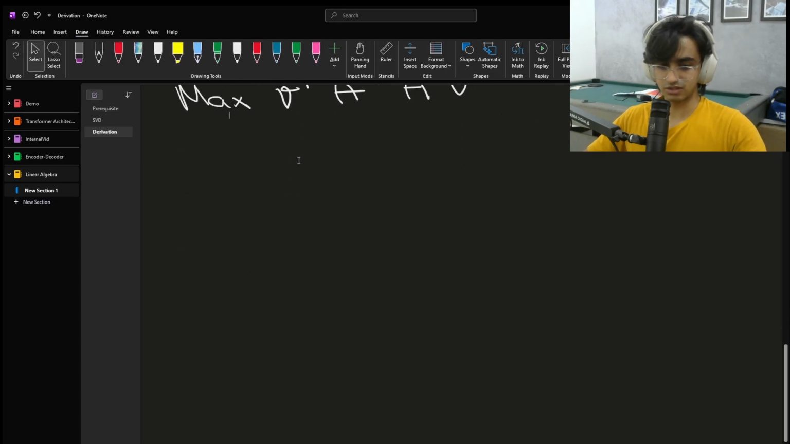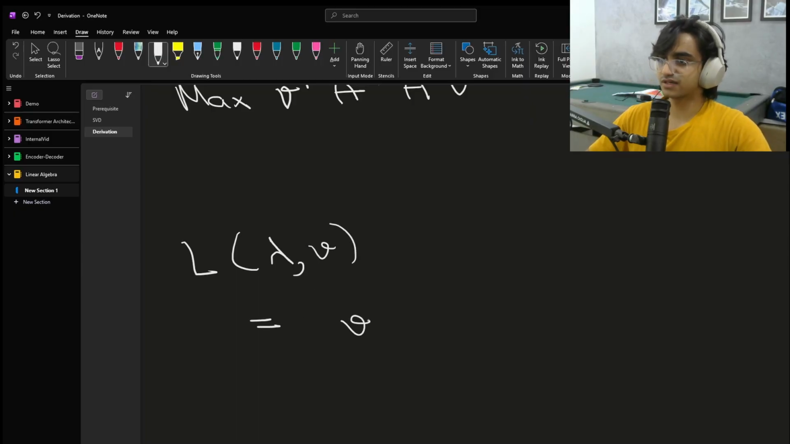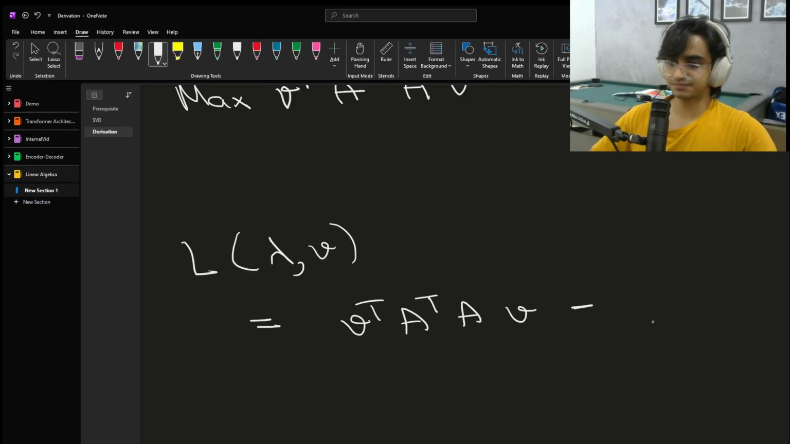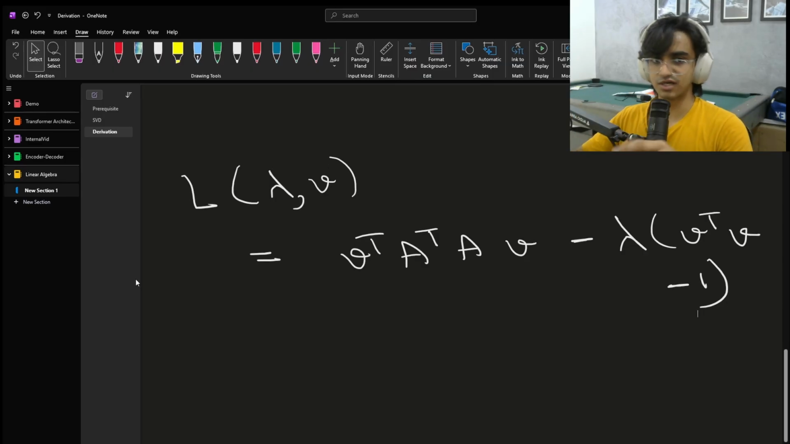So let's use Lagrange. So we know L, this is the multiplier, lambda and V. And since it's maximization, we need to do V transpose A transpose AV minus lambda times (V transpose V minus 1). Again, you don't need to worry about this. This is just how Lagrange multipliers work.